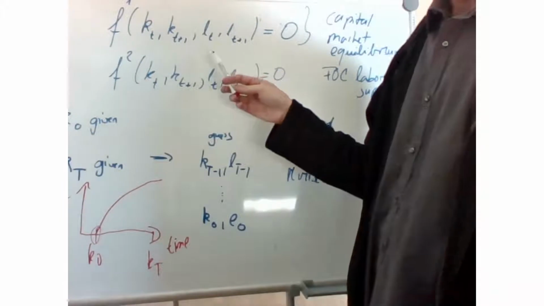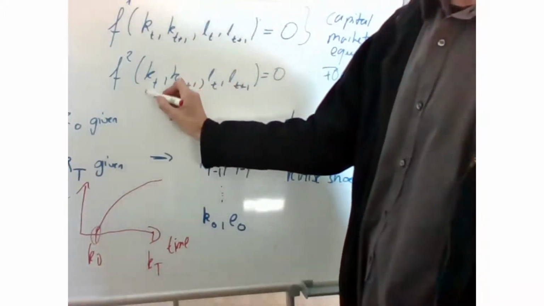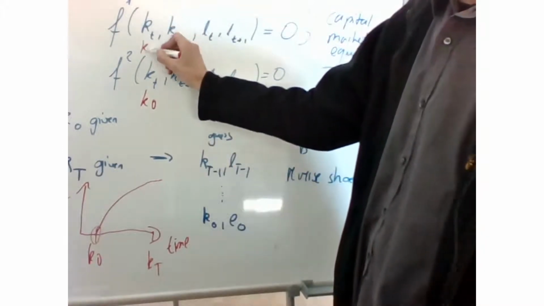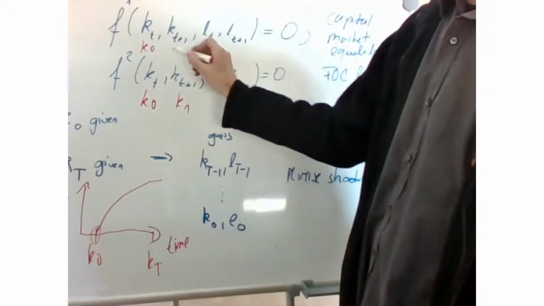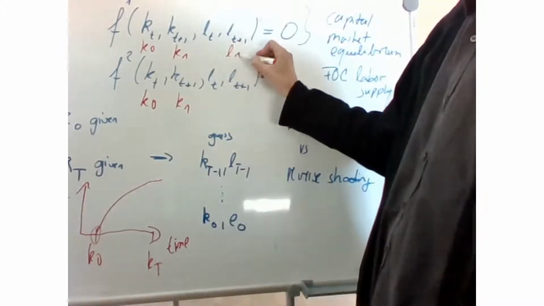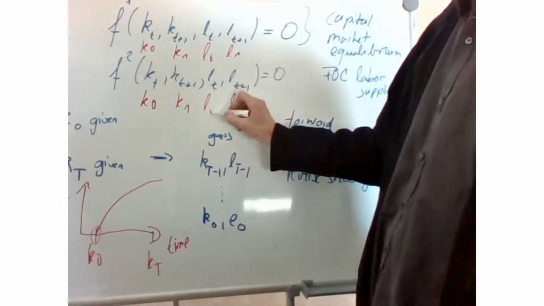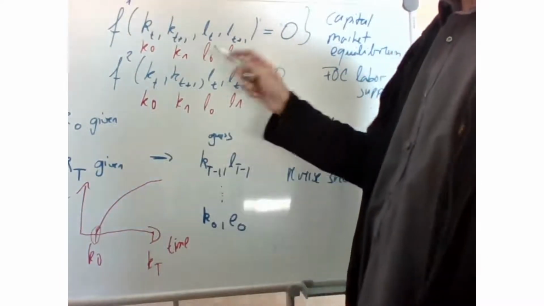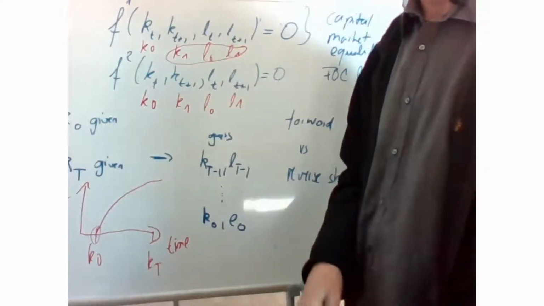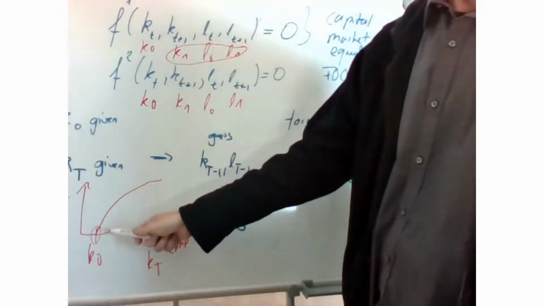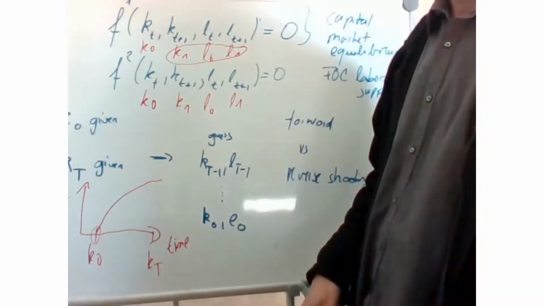Because as you can see here, how can we compute the next period kt plus 1? So let's substitute k0 here. And we want to compute the next value k1, L1, but we do not know the variable L0 here. So we have three variables that we do not know, but only two equations. So we cannot compute K1, L0, L1 starting in K0.